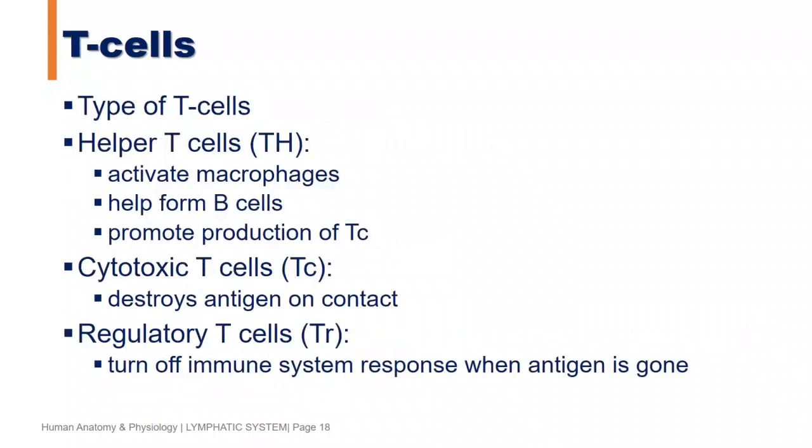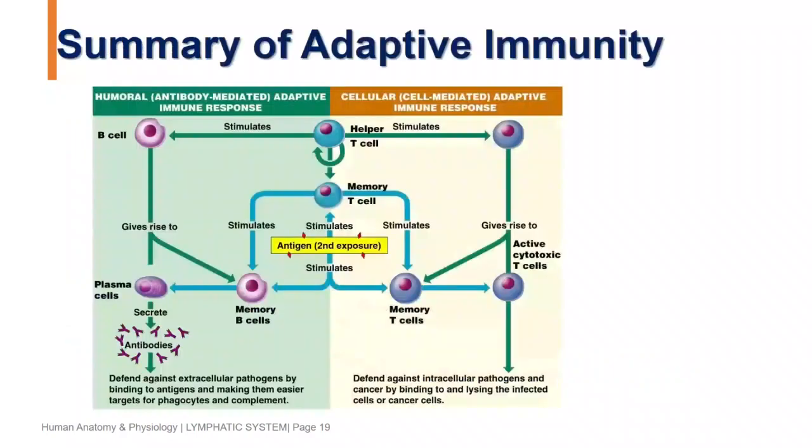T cells. Types of T cells: we have the helper T cells, which activate macrophages, help form B cells, and promote production of T cells. Then we also have the cytotoxic T cells, which destroy antigens on contact. And we have the regulatory T cells, which turn off the immune system response when the antigen is gone. This is the summary of adaptive immunity: the humoral, antibody-mediated adaptive immune response, and the cellular, or cell-mediated, adaptive immune response.